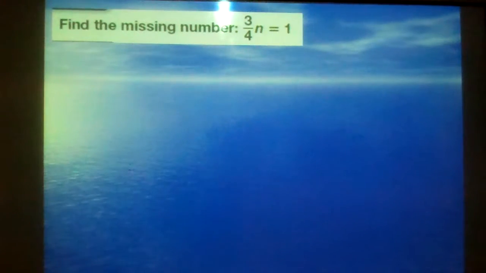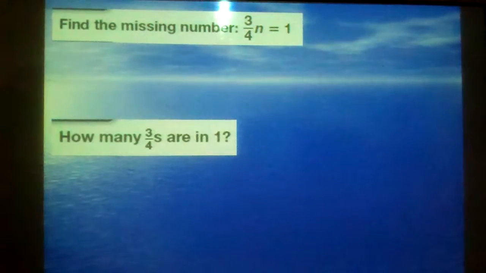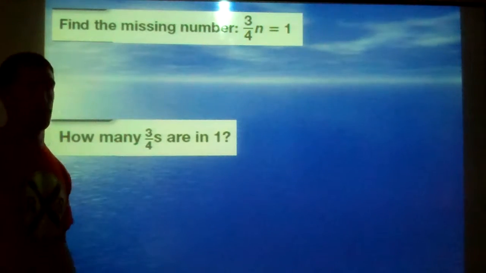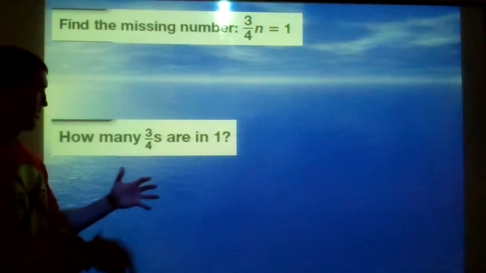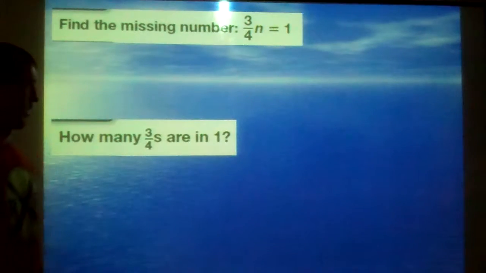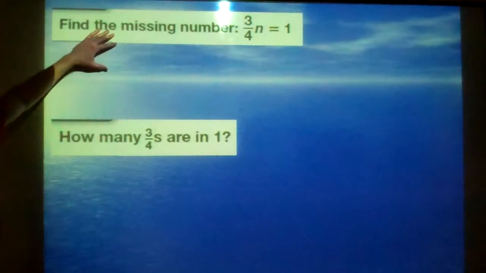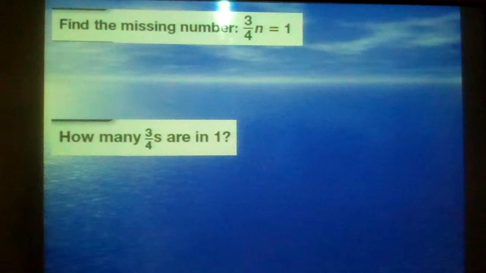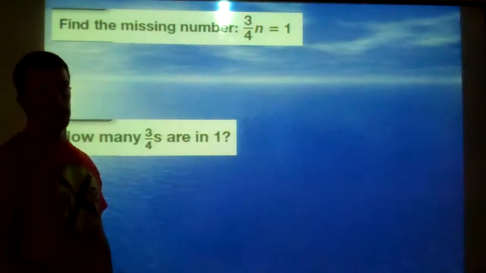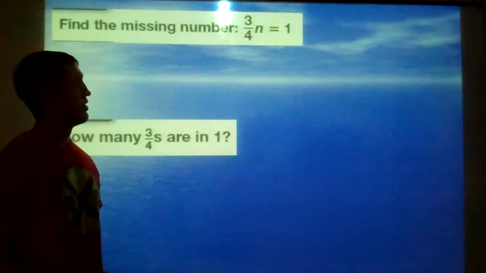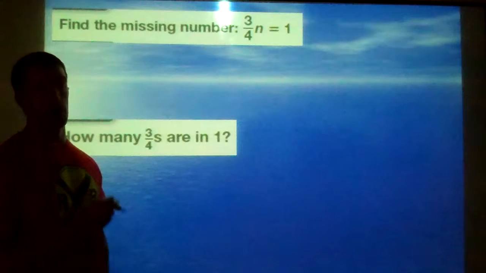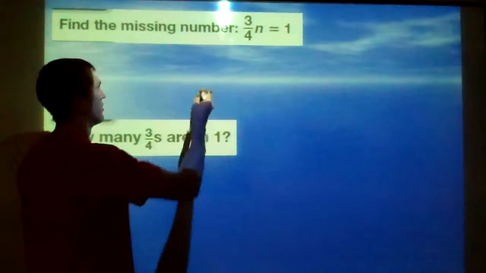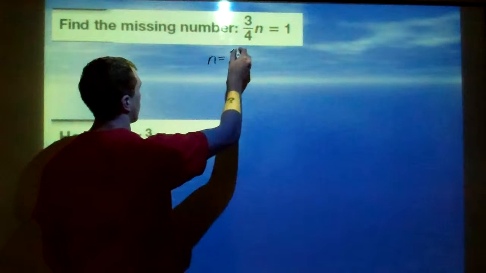I'm going to check my time here quick. Looks like we're okay. Now, both of these questions are basically asking the same thing, just that one uses more mathematical language and the other is more of a story problem type language. This one says find the missing number: 3 over 4 times n equals 1. Well, that's using our inverse property of multiplication. n has to be 4 over 3, because we need to multiply by the reciprocal to get 1. So n equals 4 over 3.